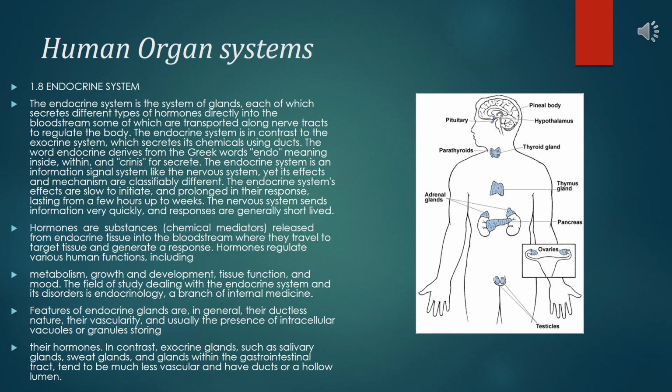Features of endocrine glands are, in general, their ductless nature, their vascularity, and usually the presence of intracellular vacuoles or granules storing their hormones. In contrast, exocrine glands, such as salivary glands, sweat glands, and glands within the gastrointestinal tract, tend to be much less vascular and have ducts or a hollow lumen.